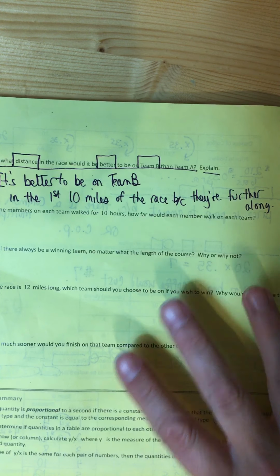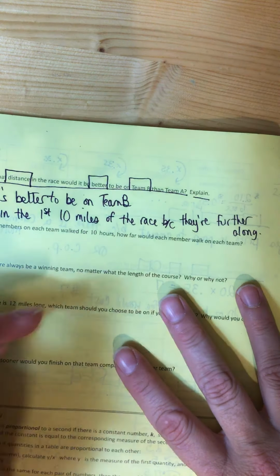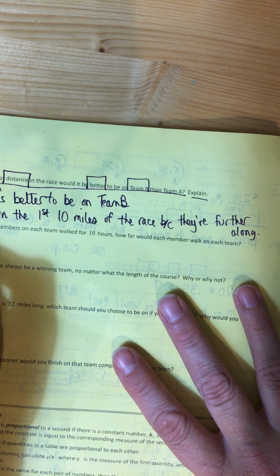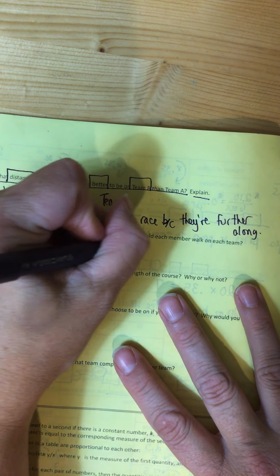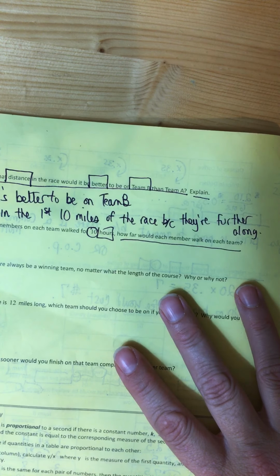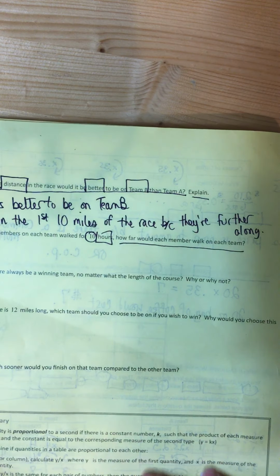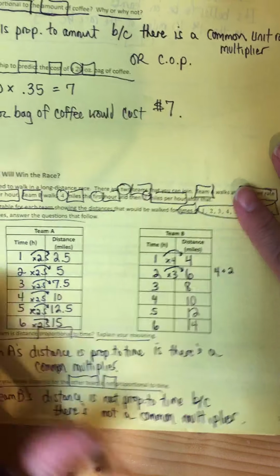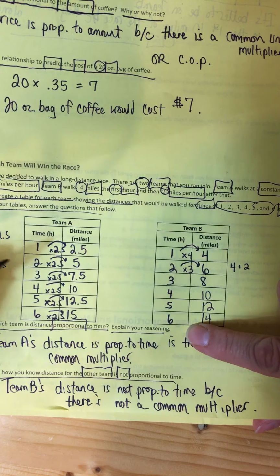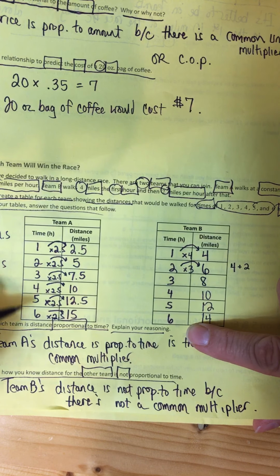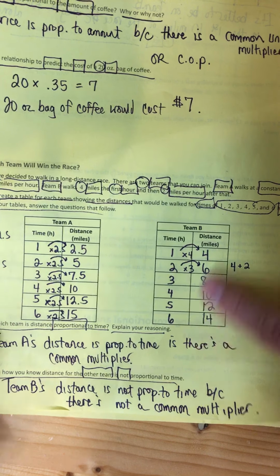I'm going to continue on because I'm only at about 2 minutes in this video, so I've got a couple more minutes before I need to move to a different one. If the members on each team walked for 10 hours, how far would each member walk on each team? So they walked for 10 hours. Looking back over here, gosh, 10 hours isn't in either table. But if I'm looking at Team A, I know that whatever their hours are, we just multiply by 2.5. And that gives us how far they went.